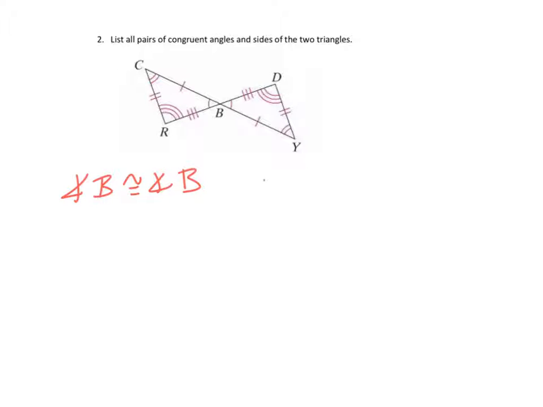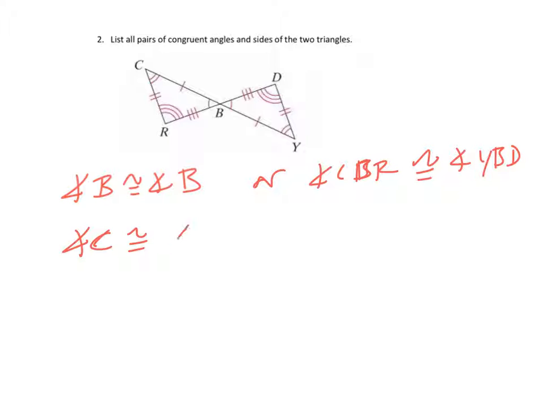So you could also say, again, angle CBR. I know you learned this part last year. Is congruent with angle YBD. Angle YBD. The others, though, there's no confusion there. We know angle C is congruent with angle Y. Again, that's double arc marks there. And angle R is congruent, that's an R, I promise, is congruent with angle D. So there's your angles and your sides.